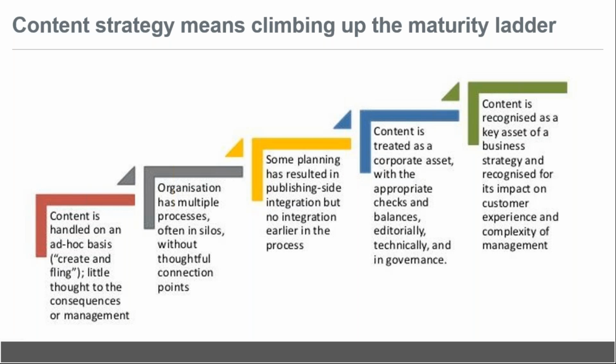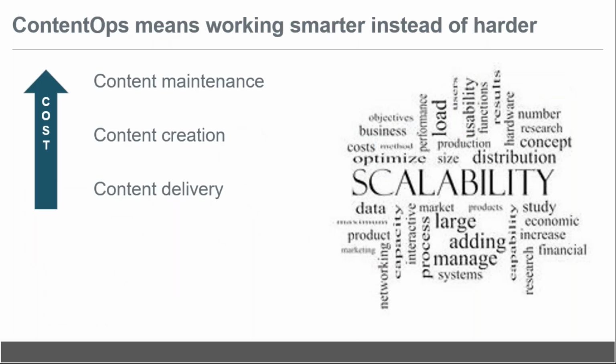You'll never have it when you're at level 1, where it's like this create and fling, and there's just kind of the chaos of the startup is a good example there. You want to have content that's treated as a corporate asset, where you've got processes to support that. So it means, and I've said this a few times, working harder instead of smarter.